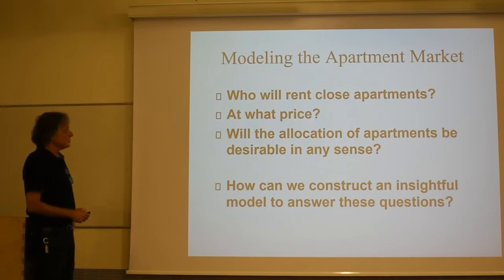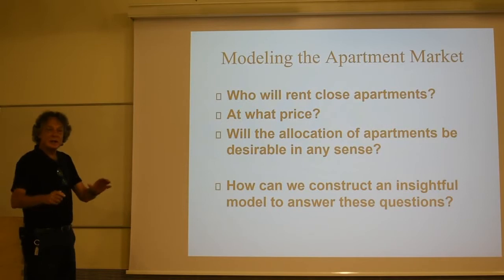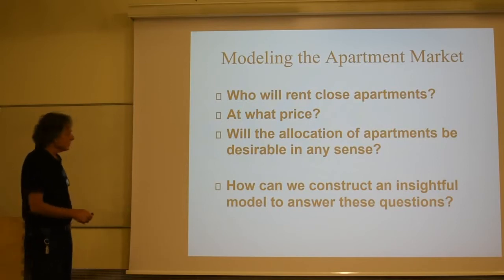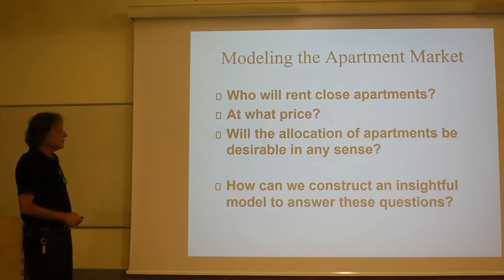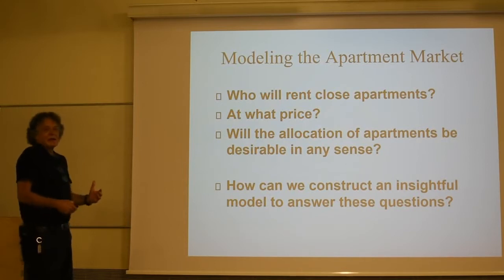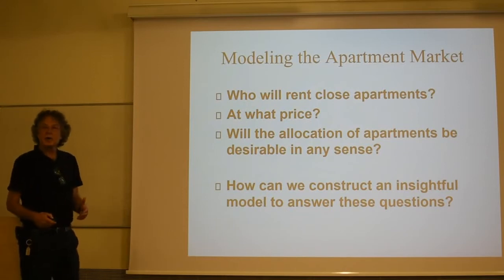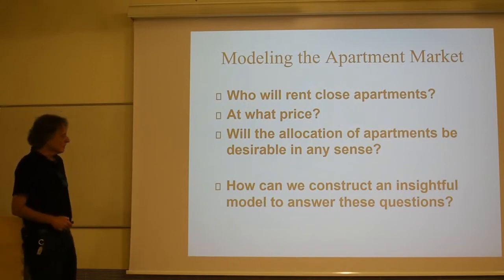Who will rent a close apartment, and at what price? The close apartment is our main issue. For the distant apartment, the price is fixed and there's not too much to say about it. At what price do we rent a close apartment? Will the allocation of apartments be desirable in any sense? Namely, are we going to allocate it in an efficient or inefficient way? We'll touch on that. How can we construct an insightful model to answer this question?